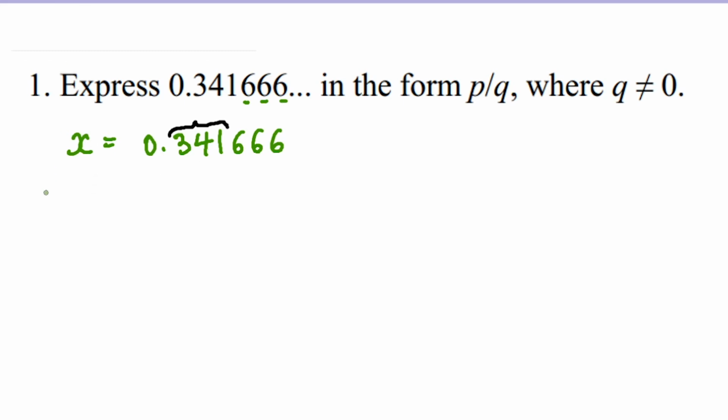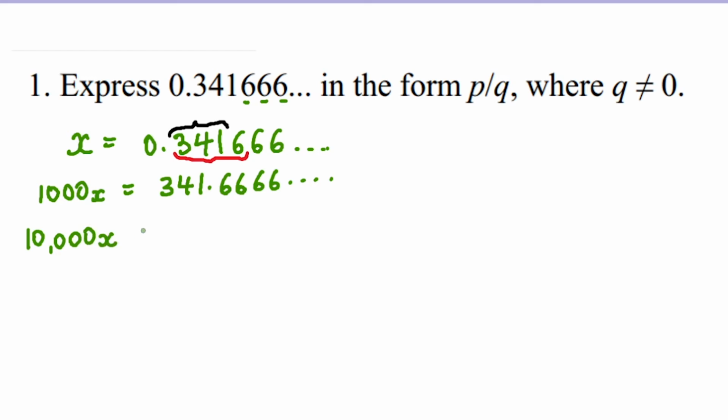So I shall simply come here and say 1,000x is given by 341.6666 and so on. Then of course after that, in our next step, we multiply by 10,000 so that now we include these numbers plus the one that is recurring. So 10,000x is given by 3,416.666.